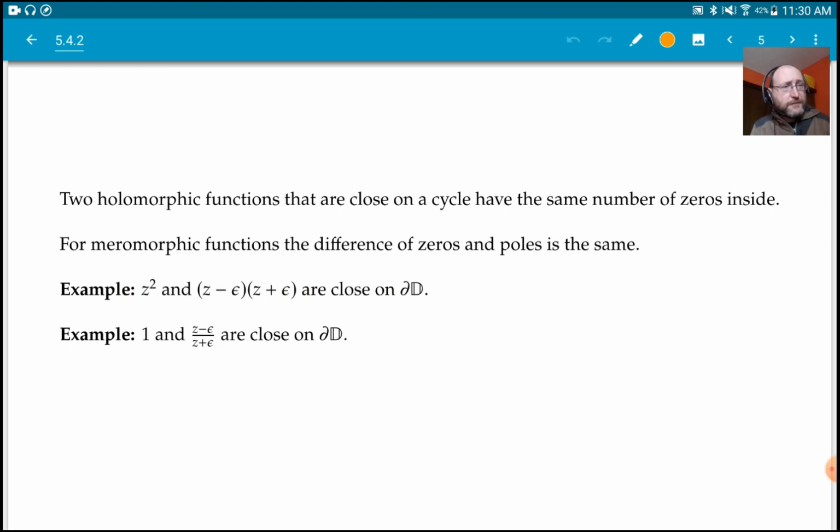Now, similarly, consider the function 1 and the function (z minus epsilon) divided by (z plus epsilon). The difference between the number of zeros and the number of poles is the same. So 1 has no zeros and no poles, so the difference between their number is 0. (z minus epsilon) divided by (z plus epsilon) has one zero and one pole, so their difference is 0. So it's the same. And these functions are close on the circle. So that's the basic idea.